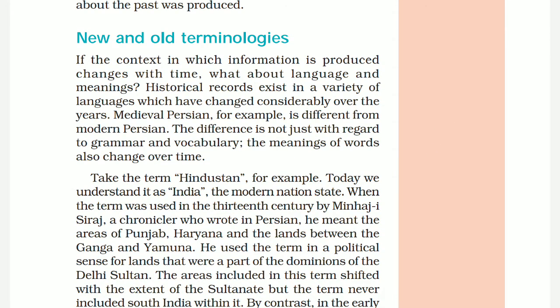New and old terminologies, right? The words that are used in the past and in the present or in some time between are also different. So if the context in which the information is produced changes with time, what about the language and their meanings too? Historical records exist in a variety of languages which have changed considerably over the years. Medieval Persian, for example, is different from modern Persian. The difference is not just with regard to grammar and vocabulary. The meaning of the word also changes over time.